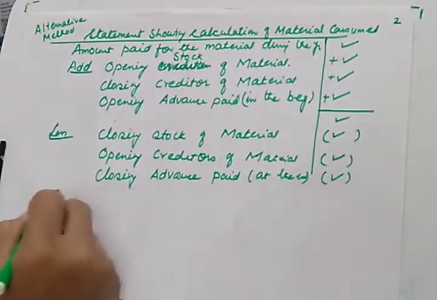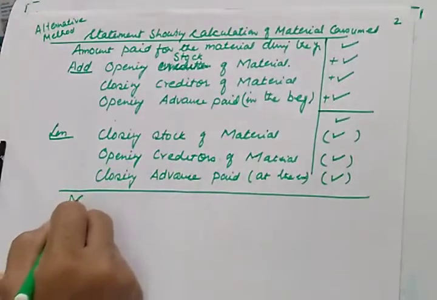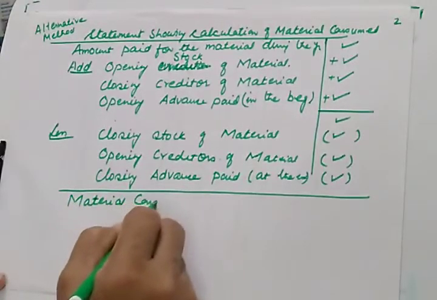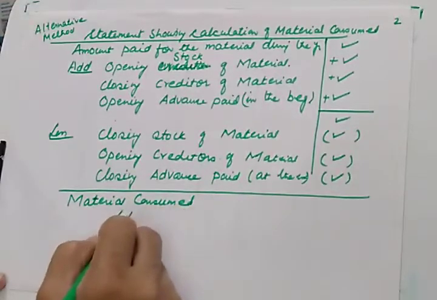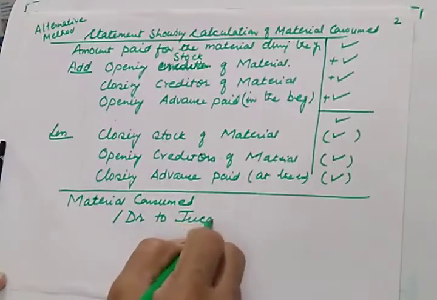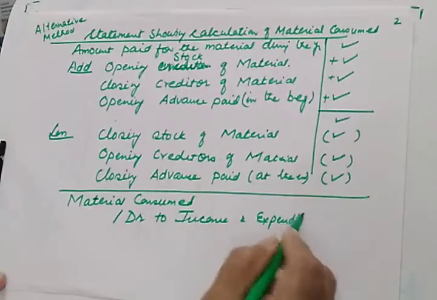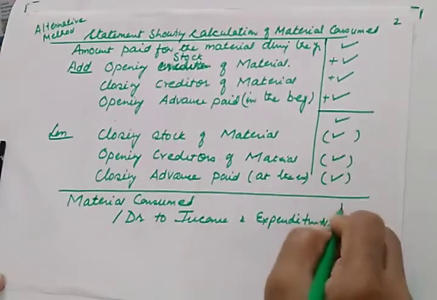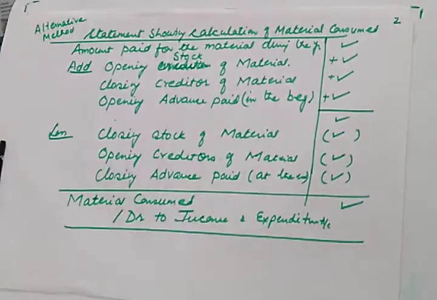deducted. So after doing this, we'll be able to get what? We'll be able to get material consumed during the year, and this will be debited to income and expenditure account. The amount which we will be getting here. So this is how it is to be treated.